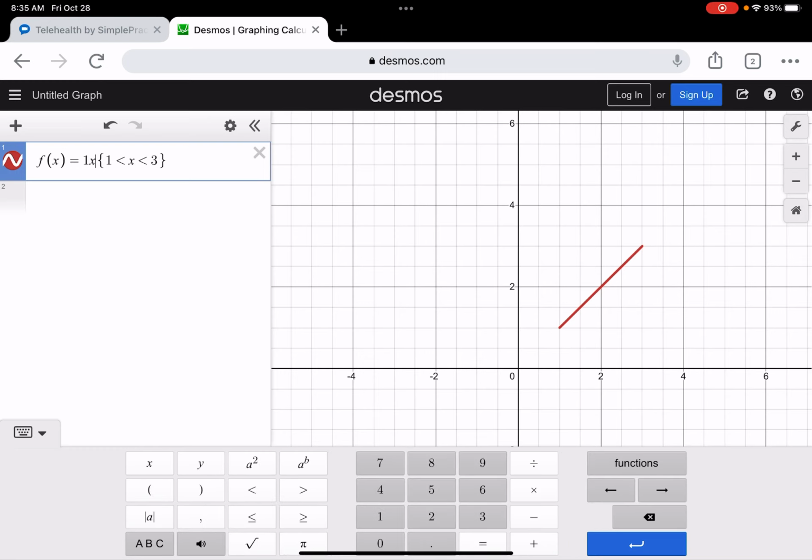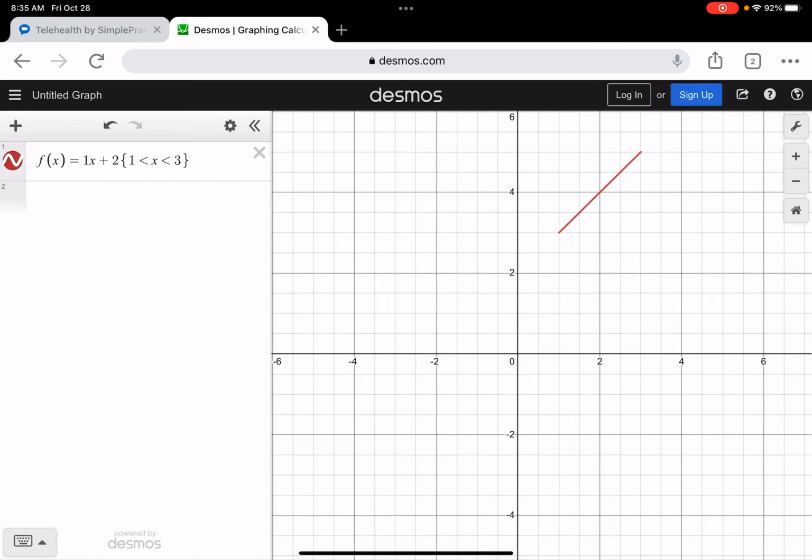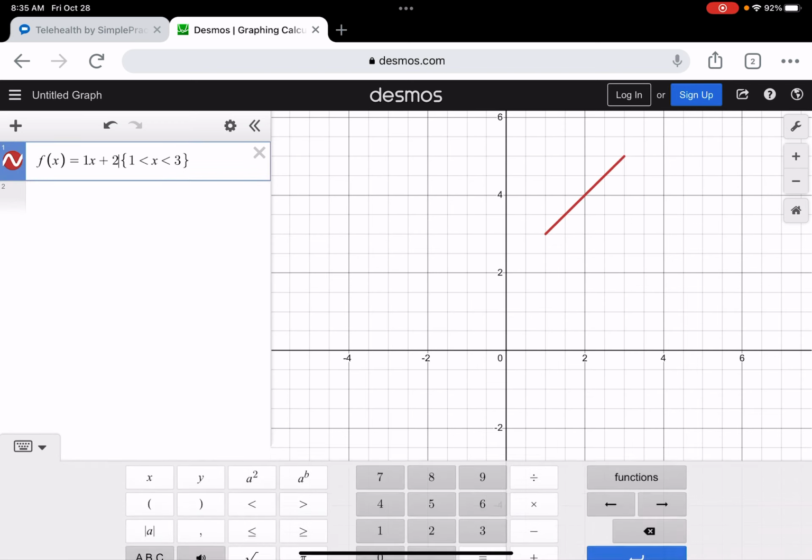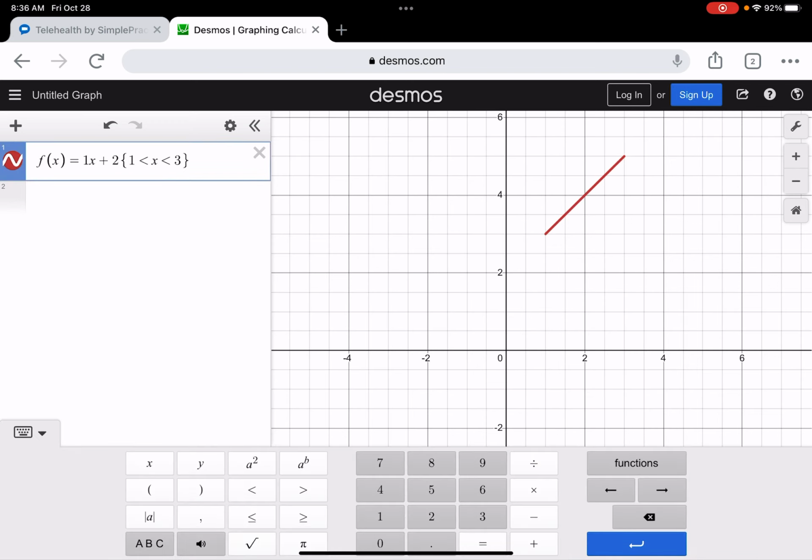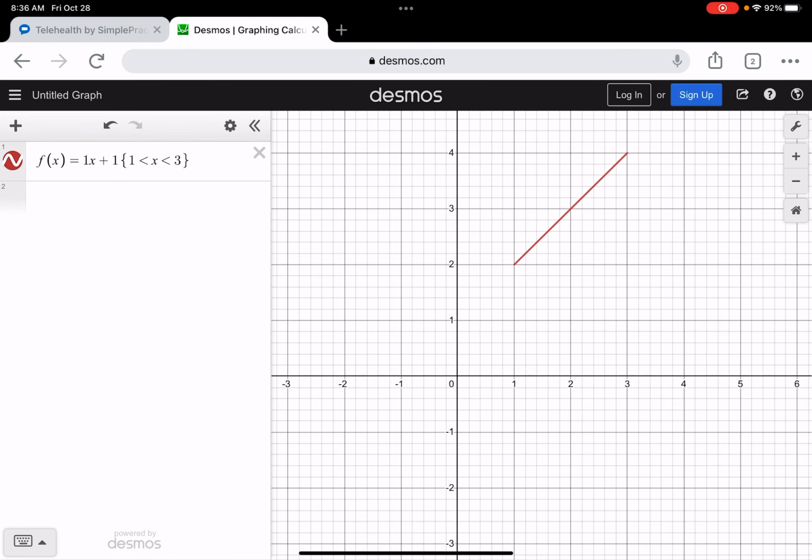1x plus 2. On here it looks like it's more like at 1.5 right there. So I'm going to change my y-intercept, the b, to 1. See what that looks like. We'll go with that. Okay, are we good so far?